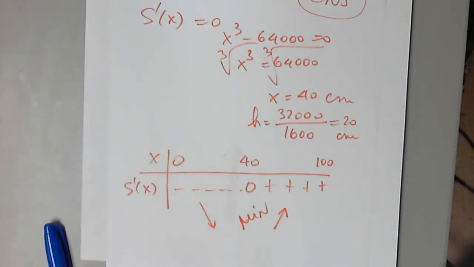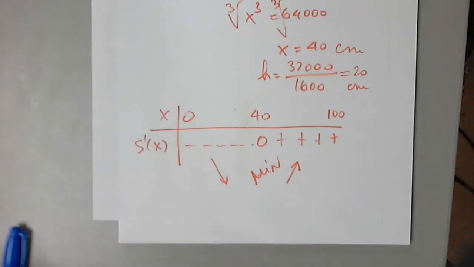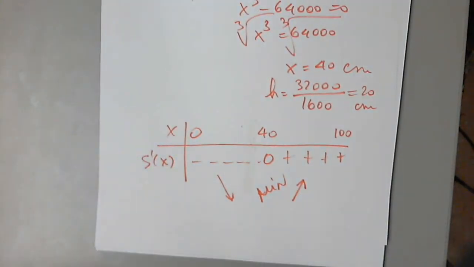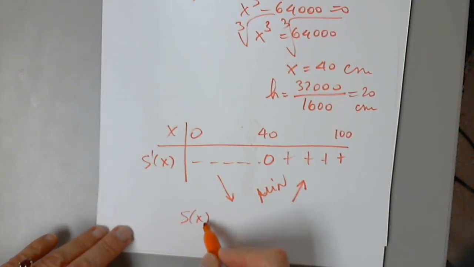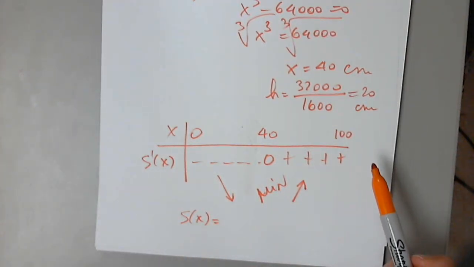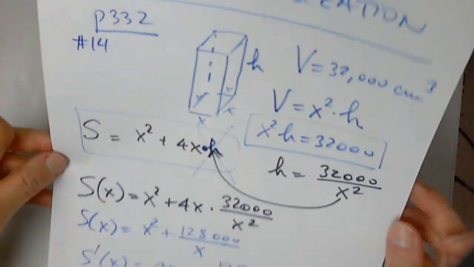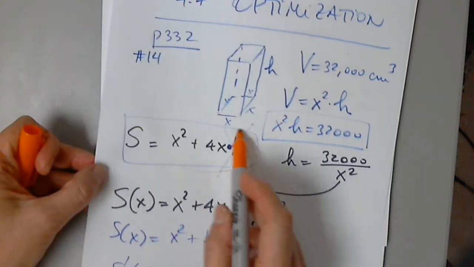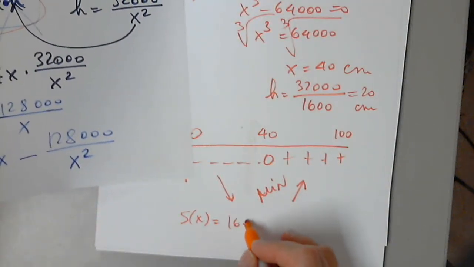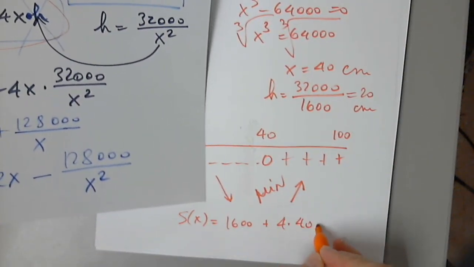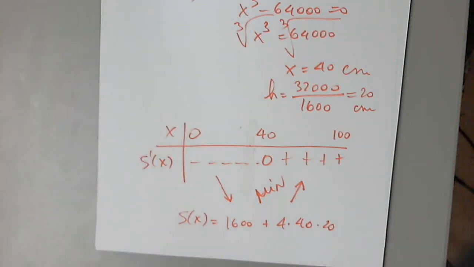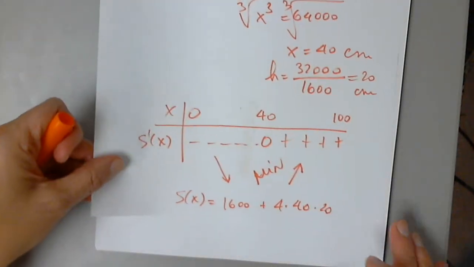So now it's guaranteed that 40 comma 20 will give us an absolute minimum surface area for this box. So we will say, if you want to determine it, we can. So S of x, so I will use this because it's easier. So it's x squared, 1,600 plus 4 times 40 and times 20. And that would be the minimum surface area.